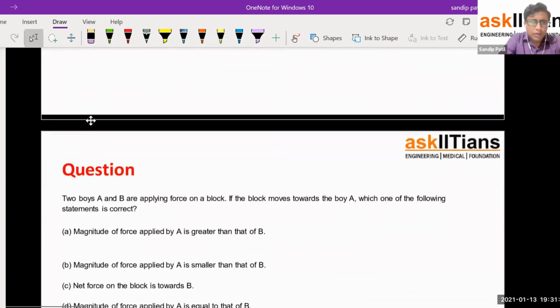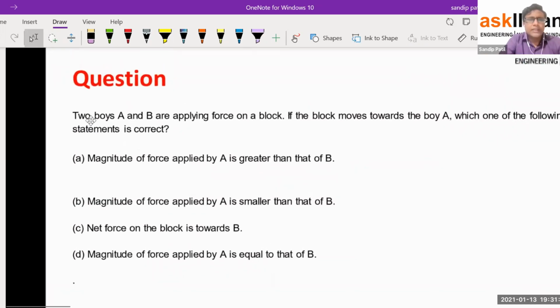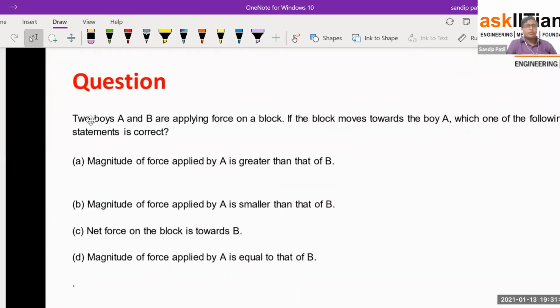Now, let's talk about the second one. The second question says that two boys A and B are applying force on a block. If the block moves towards boy A, which one of the following statements is correct? Right. Let's draw a simple diagram here first. Now this is one boy here.